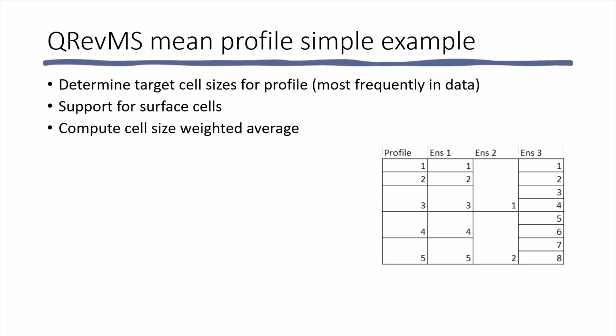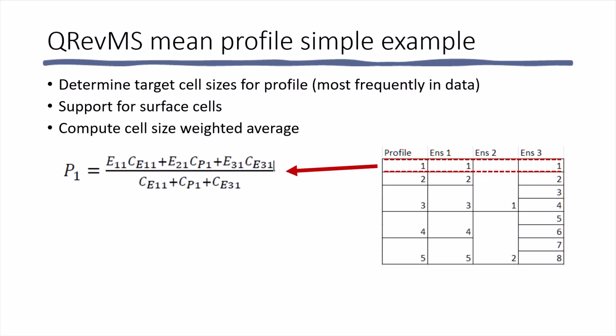To compute the mean values for the first cell in the profile, the value in ensemble 1 is multiplied by the size of cell 1 in ensemble 1, since they are the same size. The value in cell 1 of ensemble 2 is multiplied by the size of the profile cell 1 cell size, since the cell size for ensemble 2 is larger. The value in ensemble 3 cell 1 is multiplied by the cell size of ensemble 3 cell 1, since it is the same size as the cell size of the profile cell 1. The sum of these is divided by the sum of the cell sizes used as weights.